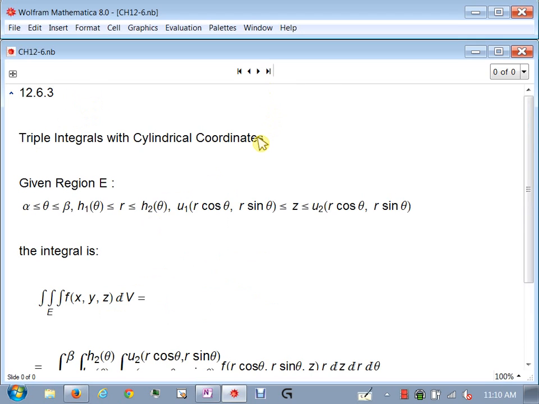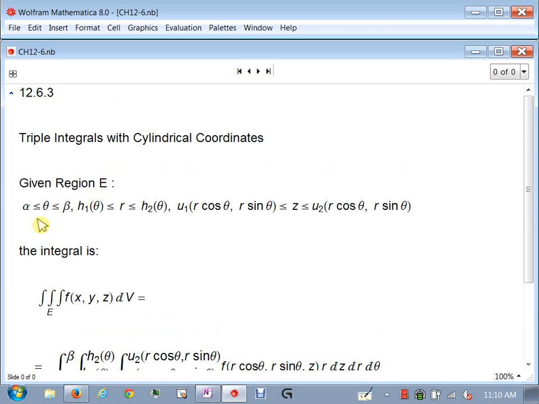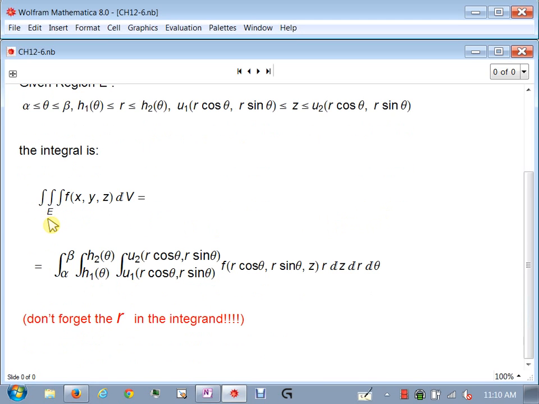All right, so here's the way we deal with the triple integral in cylindrical coordinates. Given a region E, if your theta is between two constants, your radius is between two functions of theta, and now look at your z coordinate. Your up and down is stuck between u1 of xy, but I've converted xy to r cosine theta, r sine theta. u2 of xy is now u2 of r cosine theta, r sine theta. Then your triple integral over E is going to be this.